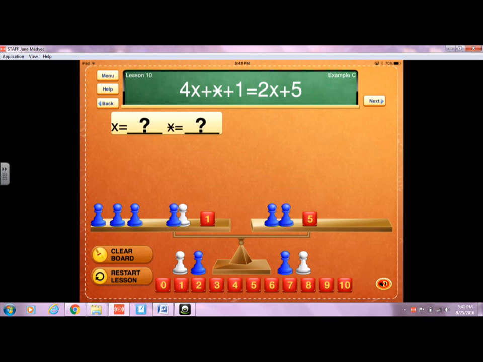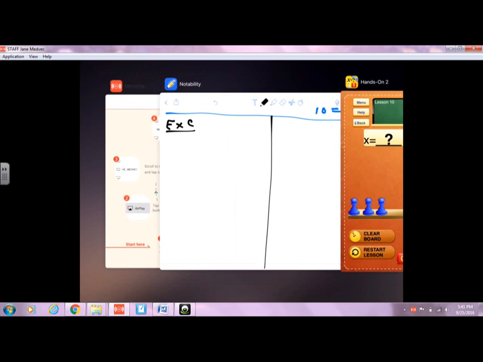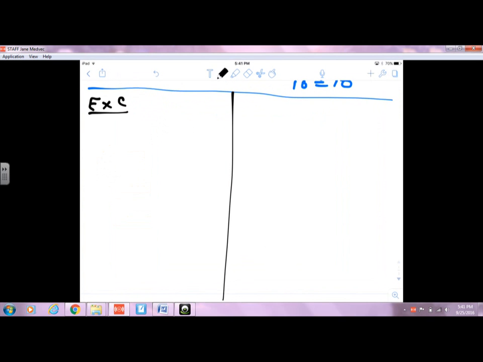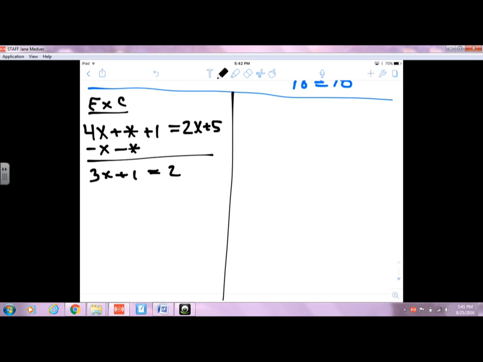So I'm going to go back to our notes, and I'm going to go ahead and write down that problem. So it's 4x plus star plus 1 equals 2x plus 5. Okay, I don't combine like terms because there's nothing to combine. I'm going to subtract an x and I'm going to subtract a star because remember they were next to each other. I get 3x plus 1 equals 2x plus 5.